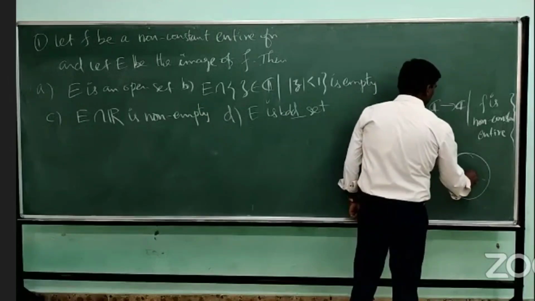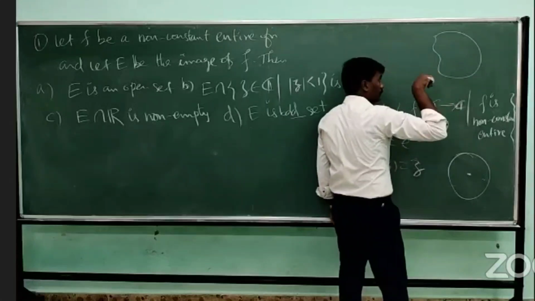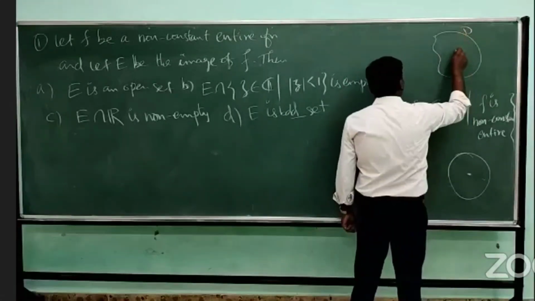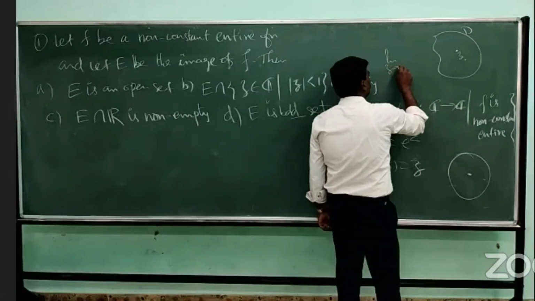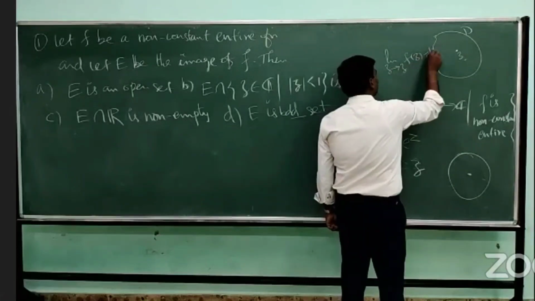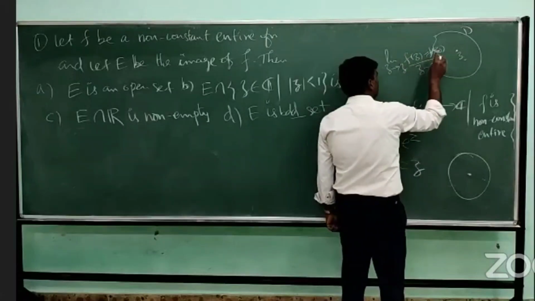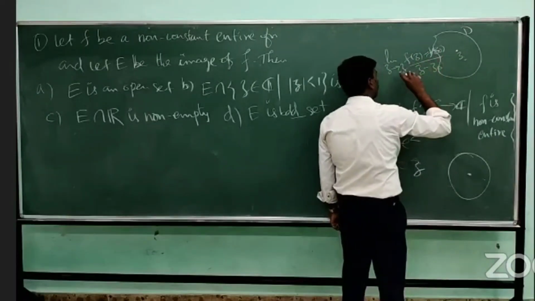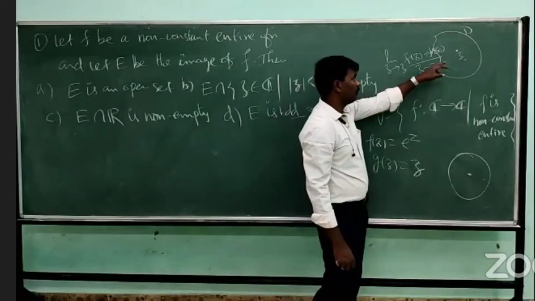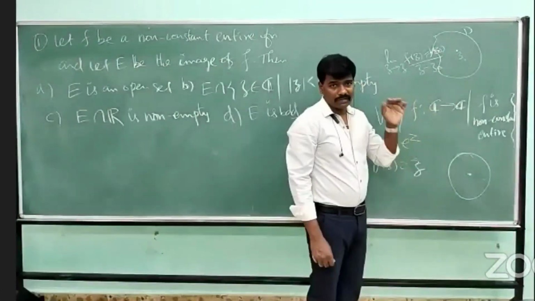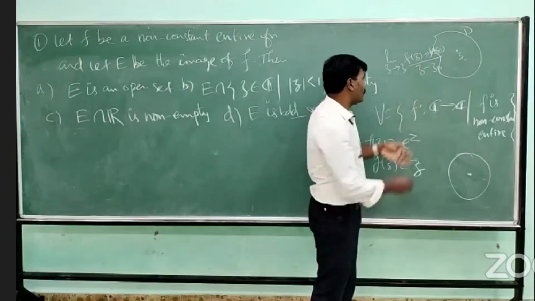F is differentiable. Suppose this is our domain. Domain means open connected set. A point Z0. If the limit as Z goes to Z0 of (F of Z minus F of Z0) by (Z minus Z0) exists and is finite, then we say that F is differentiable at this point. When the limit exists and is finite, F is called differentiable at Z0.